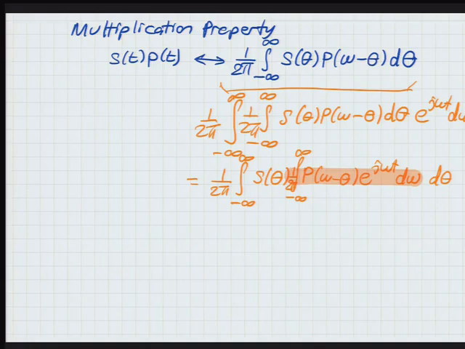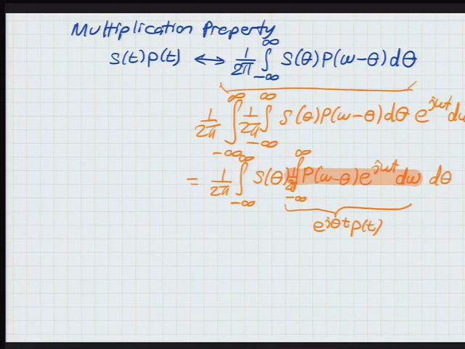So with the shift, this becomes really p of t, but multiplied by e to the j theta t from the modulation property, or just the previous property we discussed, right? Okay, so then things look easier. P of t can now be taken out.